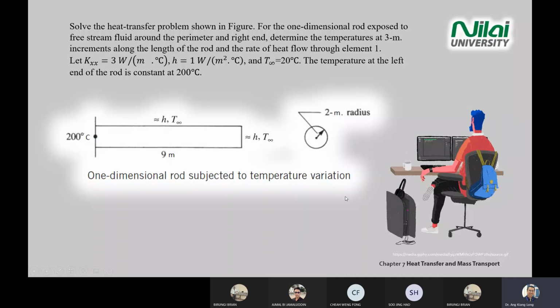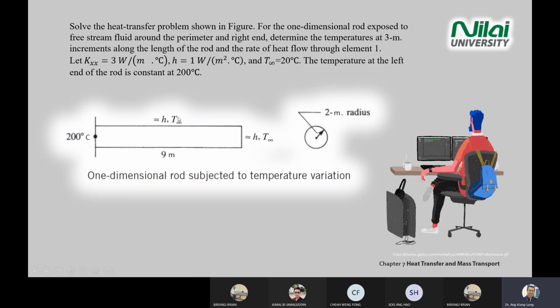Okay, let's look at this example. Again, if you look at the diagram, this is a cylindrical bar or rod without insulation layer. There's no insulation layer there, so you have convection happening to the side. The length is 9 meter. Temperature on the left is 200 degrees C.